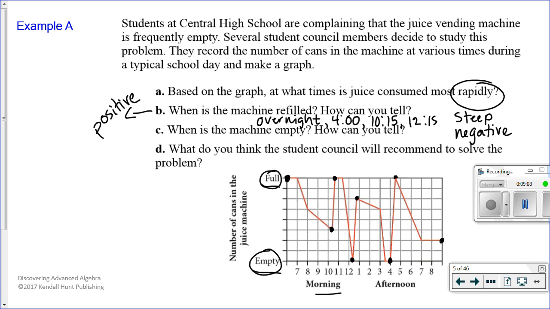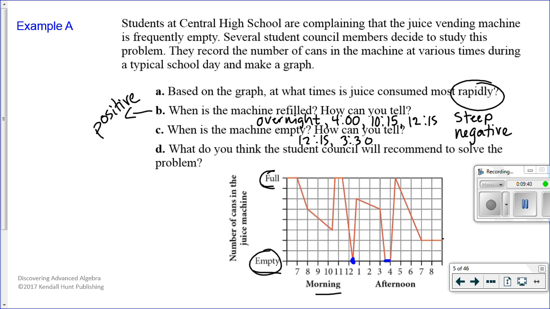Let's see, when is the machine empty? Well, hopefully this is an easy one. We can see that the machine is empty when it's down there at the bottom at about 12:15, and then at about 3:30. That machine is empty, and we can see that because it's all the way down at the bottom of the graph. So we have empty here, we have empty from here to here, from about 3:30 to 4. So what do you think the student council is going to recommend to solve the problem?